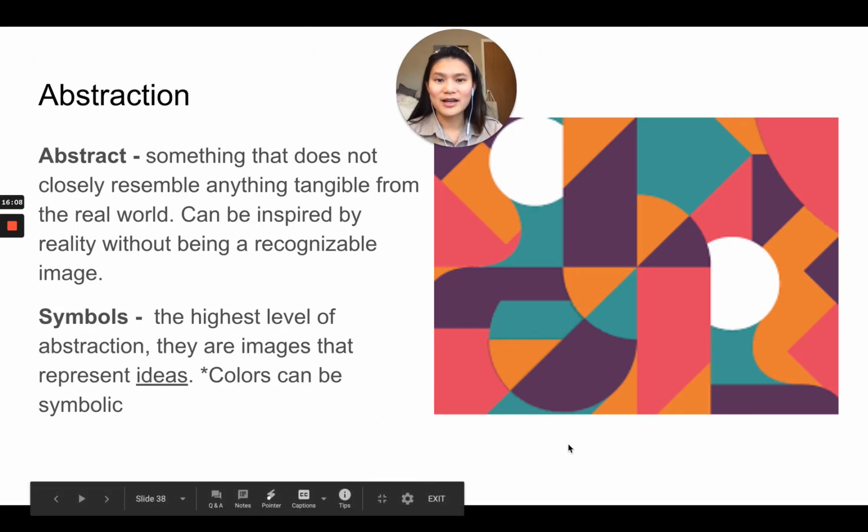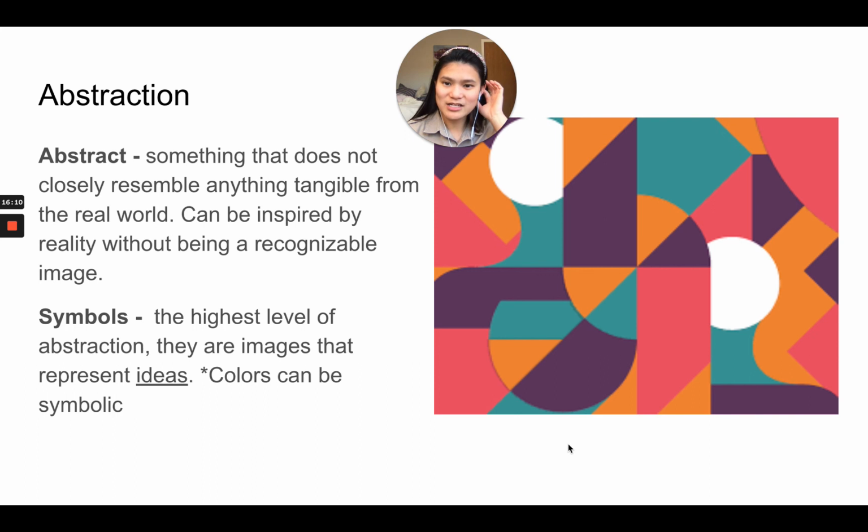All right, and now moving on to abstraction, which is something that does not closely resemble anything tangible from the real world. It can be inspired by reality, but it is typically not a recognizable image. And then symbols are considered the highest level of abstraction. They're images that represent ideas. Colors can also be symbolic. And we'll get into that with this project for this chapter.